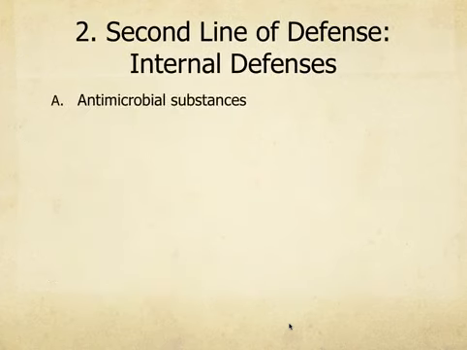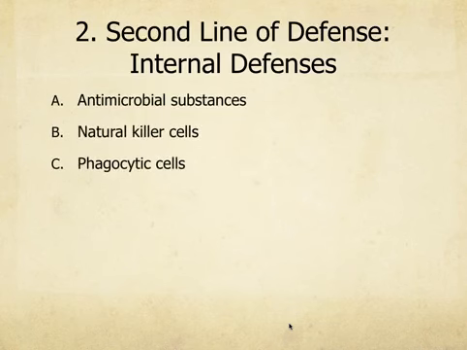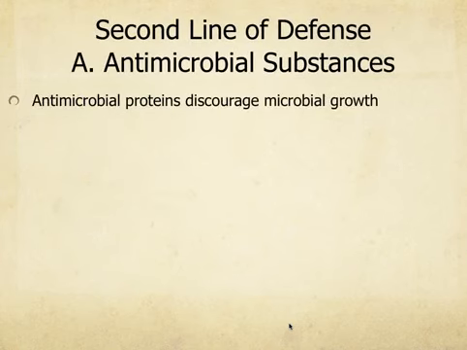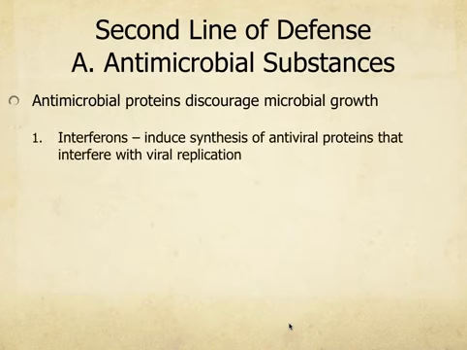All right. Then internal defenses. So again, these are our antimicrobial substances, natural killer cells, phagocytic cells, inflammation, and fever. We'll take these one by one. So antimicrobial substances are just that. They discourage microbe growth. They're antimicrobial.